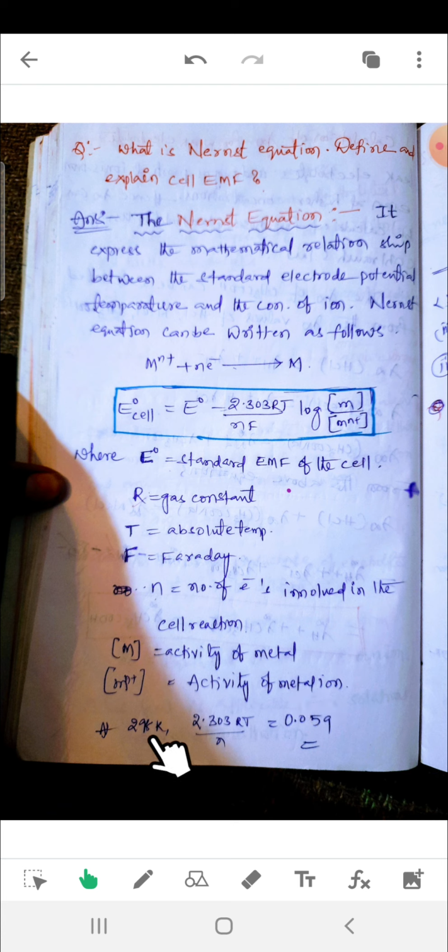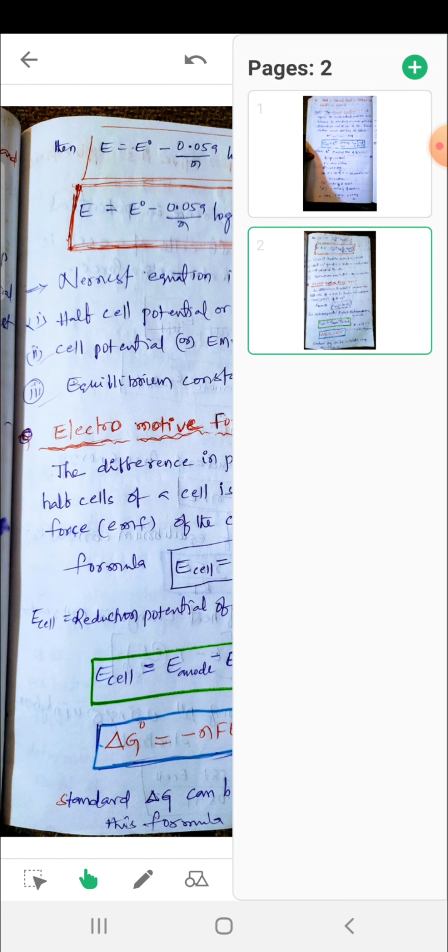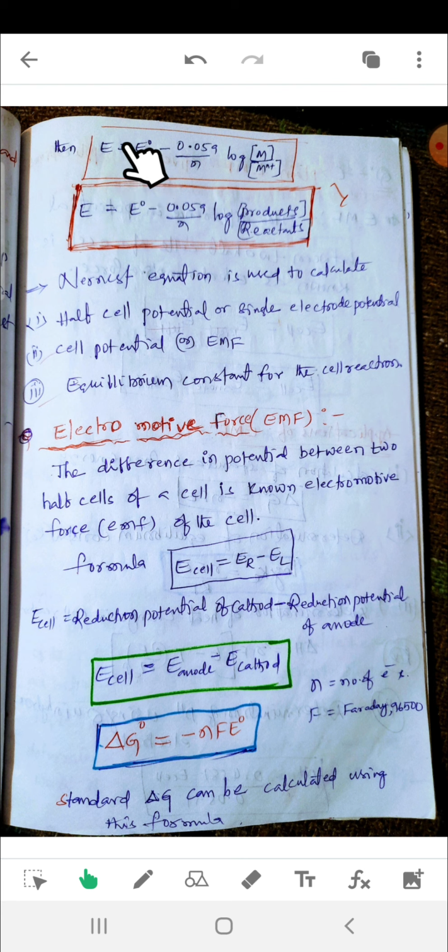At 298 kelvin, 2.303 RT by nF equals 0.059. Then we can write E cell equals E naught minus 0.059 by n log concentration of M by concentration of M^n+. Finally we conclude the equation: E cell equals E naught minus 0.059 by n log concentration of products by concentration of reactants. This equation you have to remember.